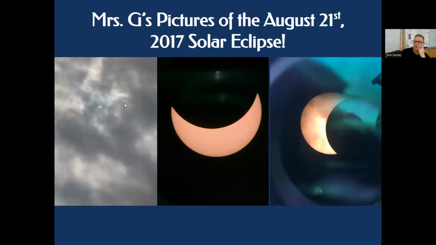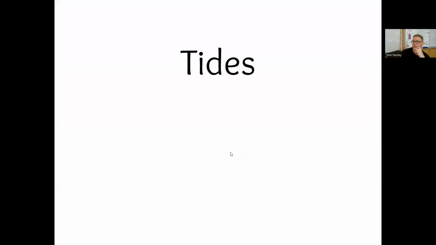These are some pictures of the eclipse that Miss Gallagher took during the 2017 solar eclipse. Very cool. Again, remember, it's not safe to look directly at the sun, especially during an eclipse. So that's why you always want to use some sort of technology to help out with it.